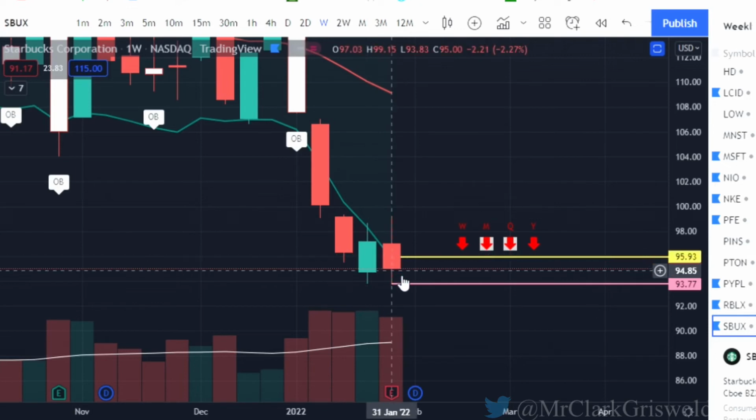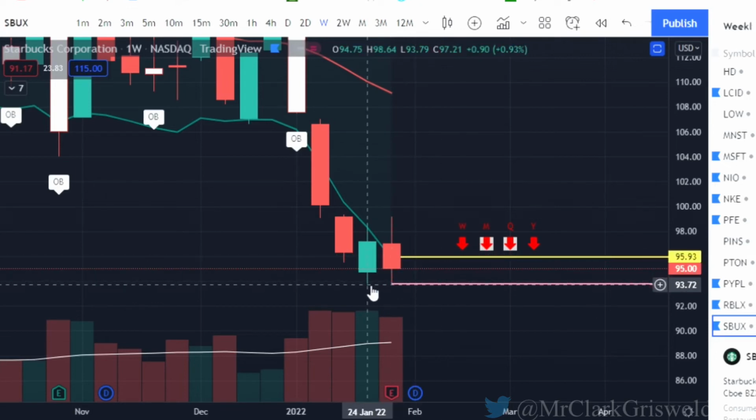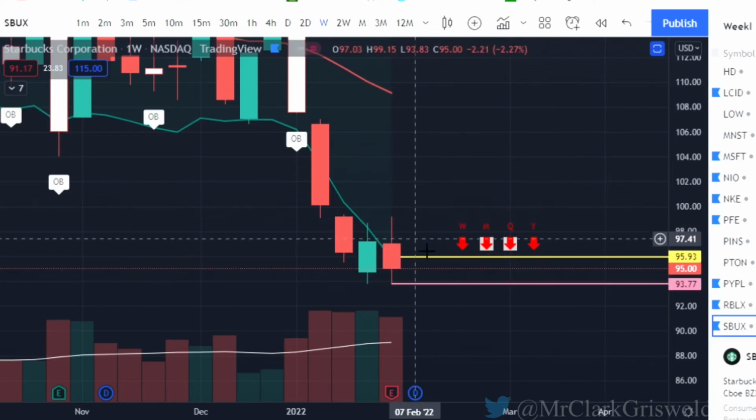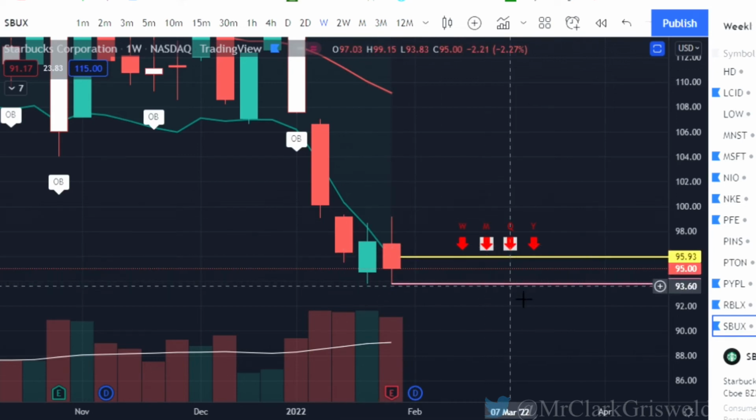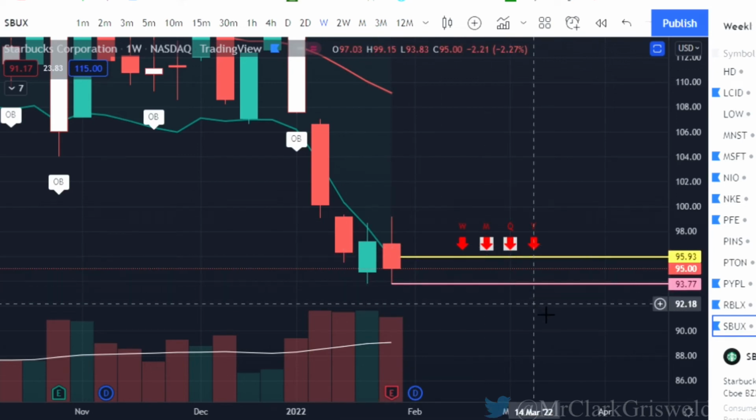So again, we have the opposite play for this week. We have a 2 down followed by a 2 up that is red. So we'd be looking for puts at $93.77, time frame to the downside.